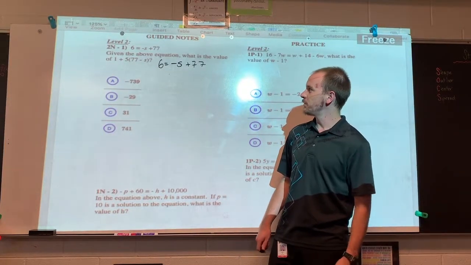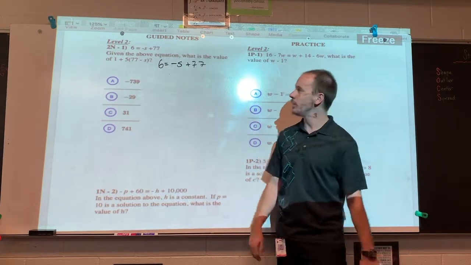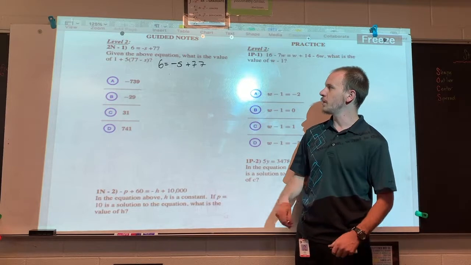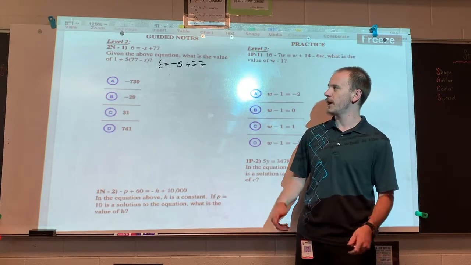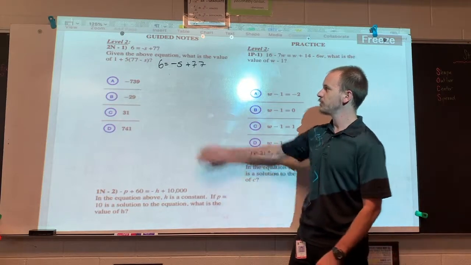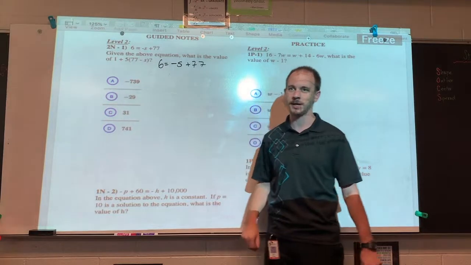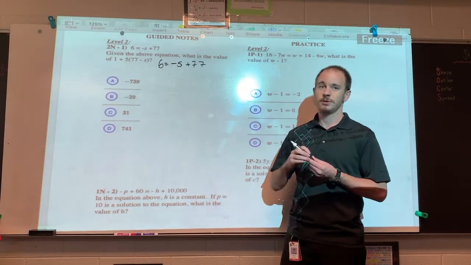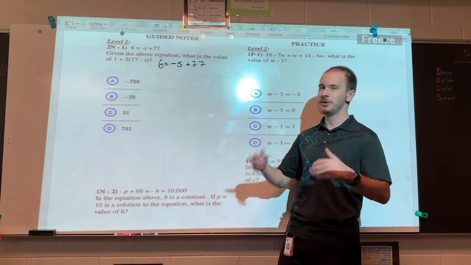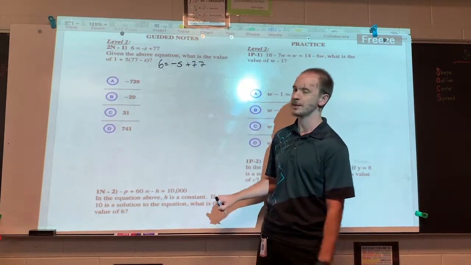Our first example tells us 6 equals negative s plus 77. And then they want, given the above equation, what is the value of 1 plus 5 times the quantity 77 minus s? So we need to first solve for s in this first equation, and then we'll substitute our answer back in. So, just like in the last couple problems, we need to undo or use our inverse operations to get our variable, in this case the s, by itself.